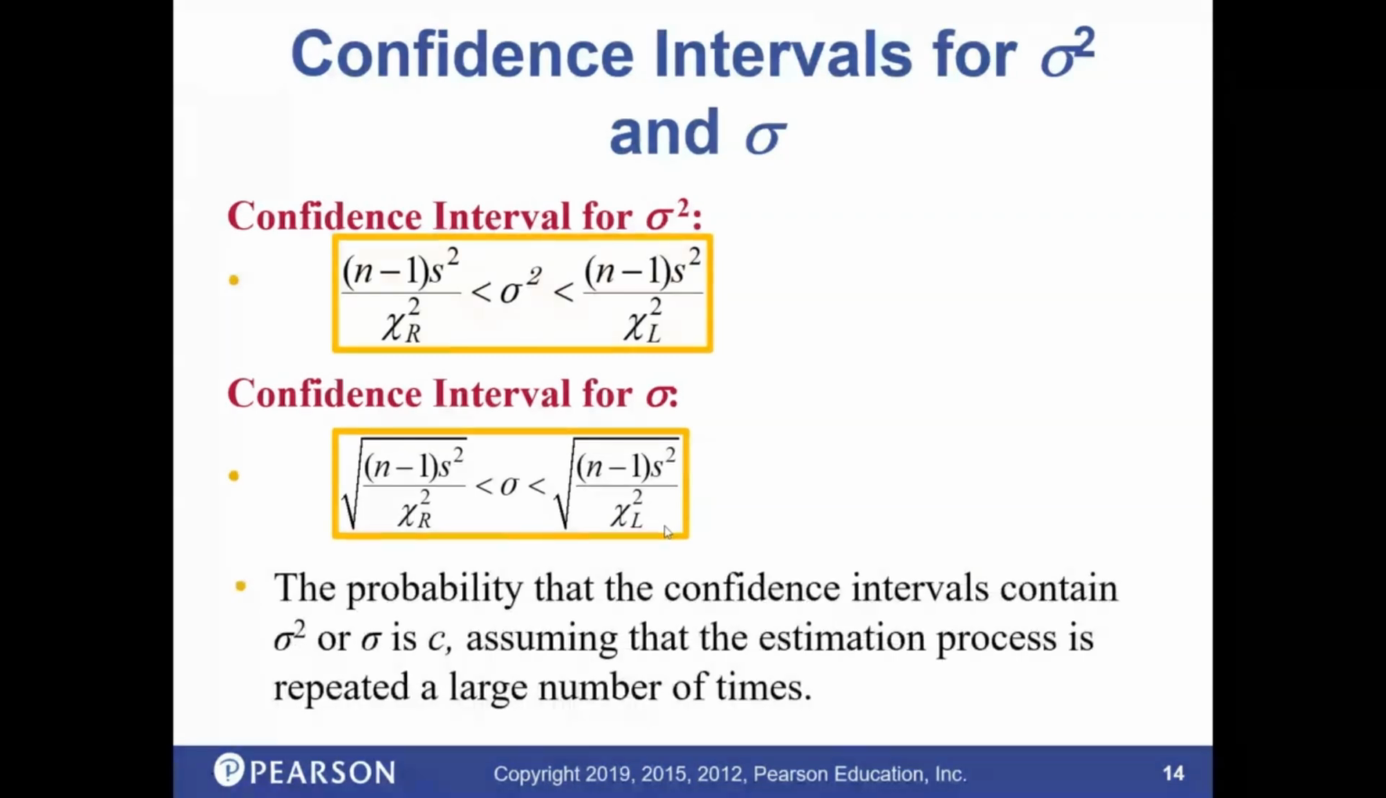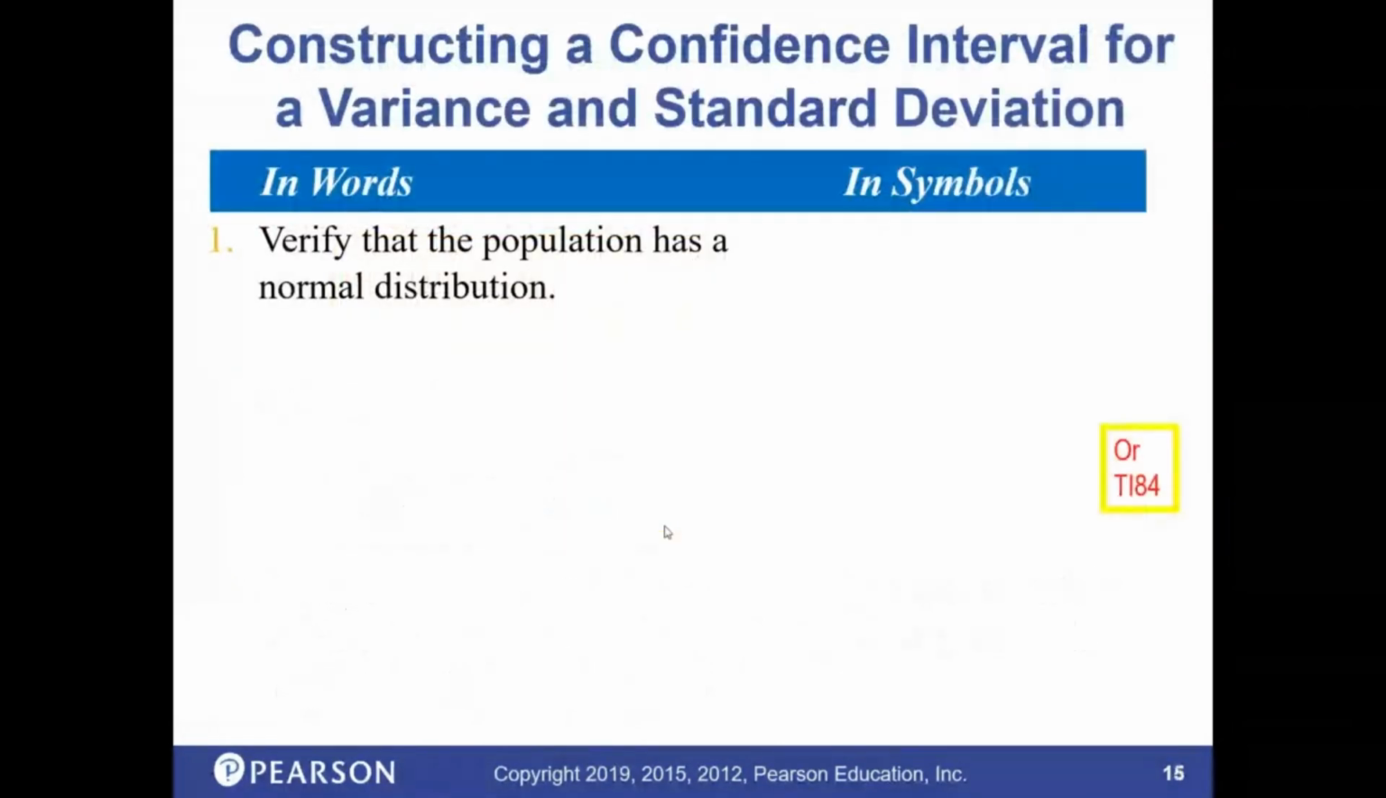Okay, the probability that the confidence interval contains the variance or the standard deviation is C, assuming that the estimation process is repeated a large number of times. Okay, so here's our little table like we do in every unit where it summarizes how to find everything. So you may make a note that this is going to be on slides 15 and 16 if you want to see kind of the shortcut version of what the previous slides have said.